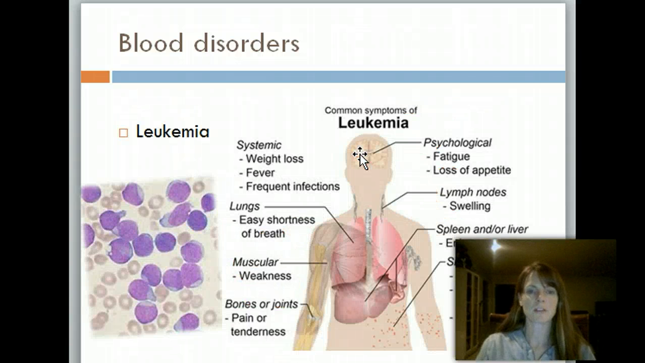So there are some blood disorders of the red blood cells. You also have leukemia, which is a blood disorder of the white blood cells.